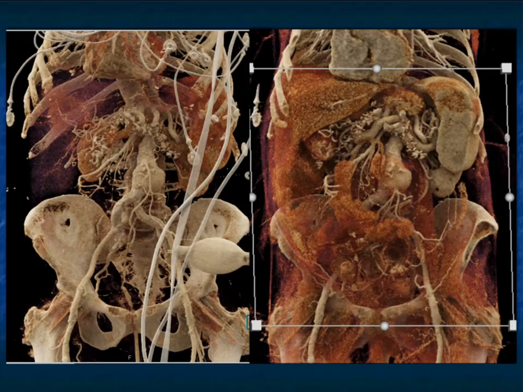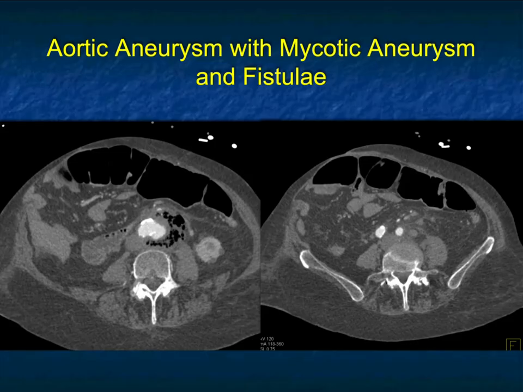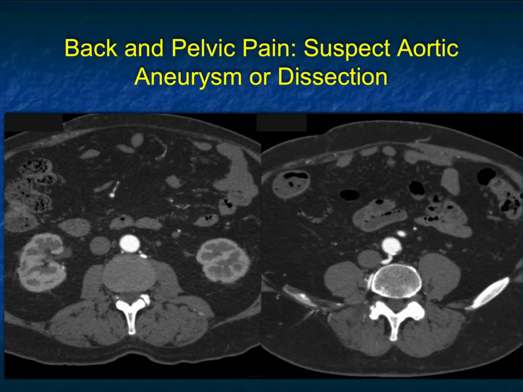And again, nicely shown here. And here it is on the cinematic rendering as well. So just a really, really nice example of that as well. And again, here's another view. So again, when you see air, you better be suspicious. It's a fistula till proven otherwise. So this was a mycotic aneurysm with fistula.